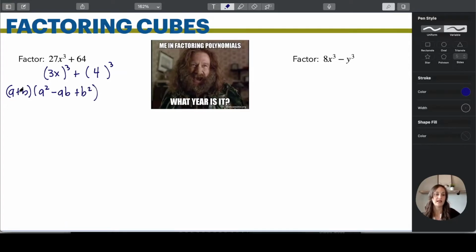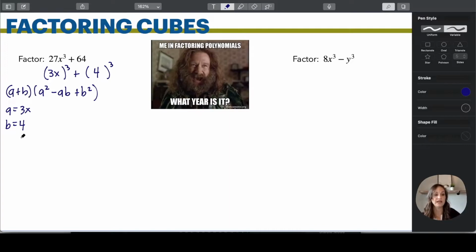Now, to figure out what a should be and what b should be, we're going to go back to this part. So we know that a is 3x, and we know that b is 4. A is not 27x cubed. A is the number that was created to be cubed. So a represents 3x, b represents 4, and now we're just going to plug it in.